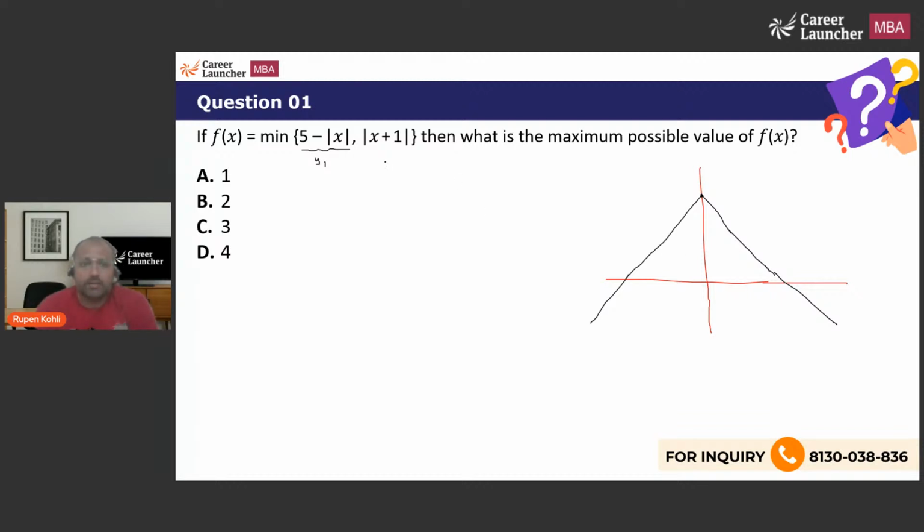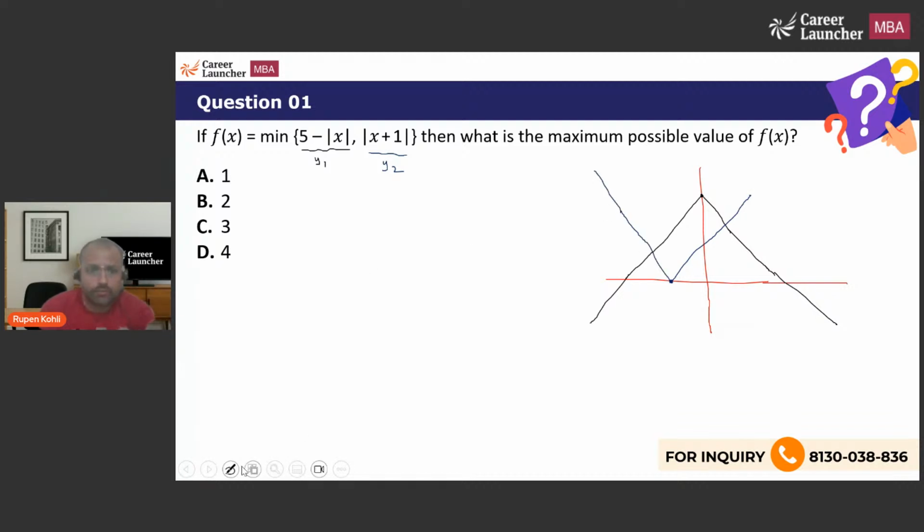Right? Mod x plus 1. So we know that this function will be 0 at x equals minus 1. x plus 1 is 0 at x equal to minus 1. So let's call this y2. This y2 will have its 0 value at x equal to minus 1 over here. And then it is mod x basically, so it will go upwards like this on either side.